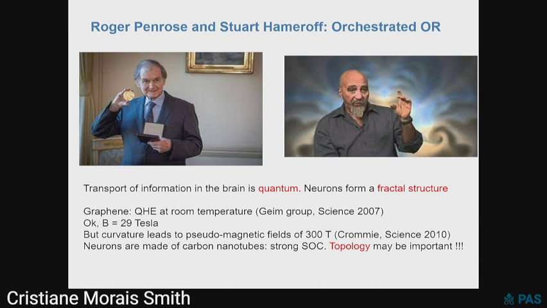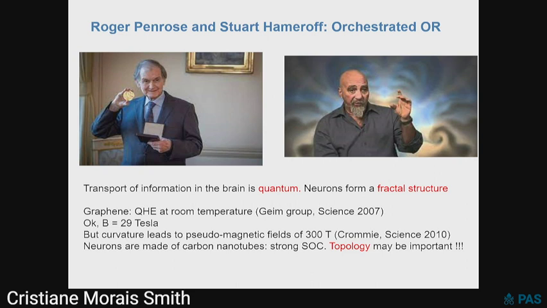I tell you why. The same beautiful quantum Hall effect that Klaus von Klitzing measured in 1980, where he needed to go to 1 Kelvin to see the plateaus, has now been seen in graphene at 300 Kelvin. So we are seeing quantum processes at room temperature. You tell me, okay, but there was a magnetic field of 29 Tesla. You don't have this in your brain. Well, also on graphene, we have seen that when you deposit on surfaces, you form microbubbles, and these bubbles have a pseudo-magnetic field of 300 Tesla.